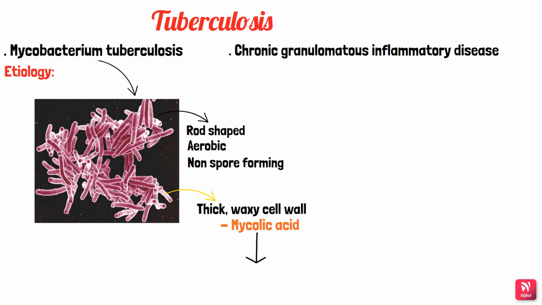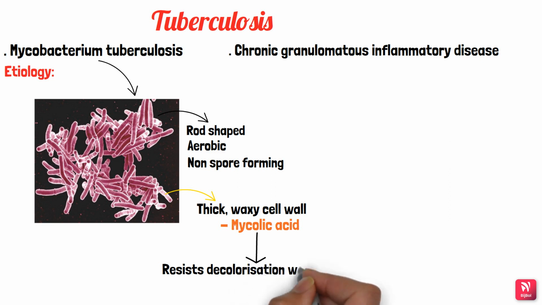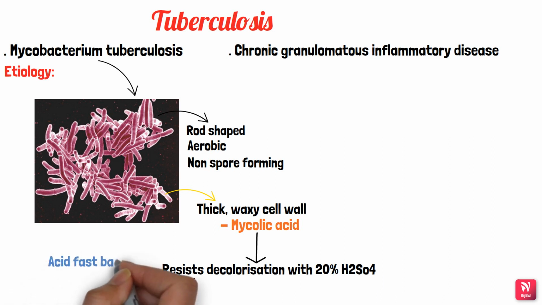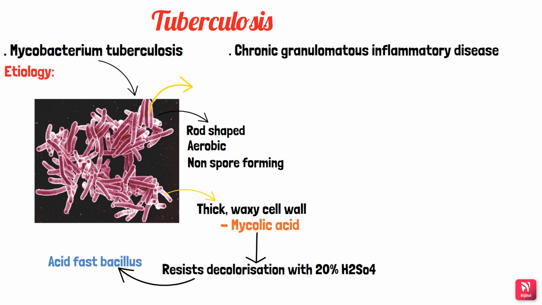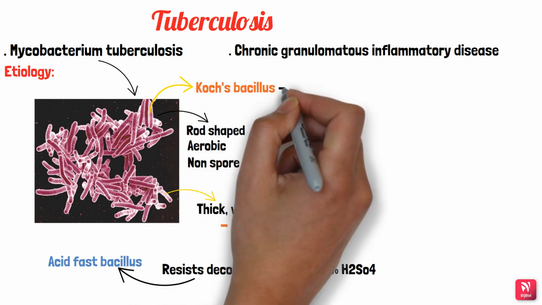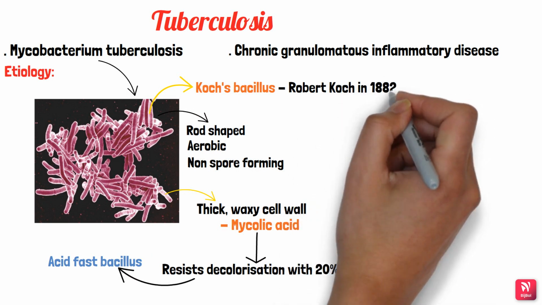This mycolic acid resists decolorization with 20% sulfuric acid. That is why it is called acid fast bacillus, because it resists decolorization with the decolorizer sulfuric acid. Other than this name, acid fast bacillus, it also has another name called Koch's bacillus. Why? Because it was described by Robert Koch in 1882. This is in general about the etiology of tuberculosis.